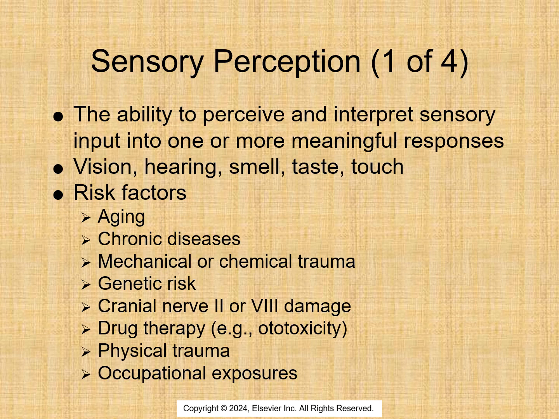Moving on to sensory perception, which is our ability to perceive and interpret sensory input from our senses, and hopefully we're making some meaningful responses. The risk factors are listed there for you. We'll apply those throughout the semester. One of the biggest, again, is aging. There are chronic diseases that also impede sensory perception. One of the biggest diseases is diabetes. Cranial nerve damage, also drug therapy can cause sensory perception issues, physical trauma, and also occupational exposures.